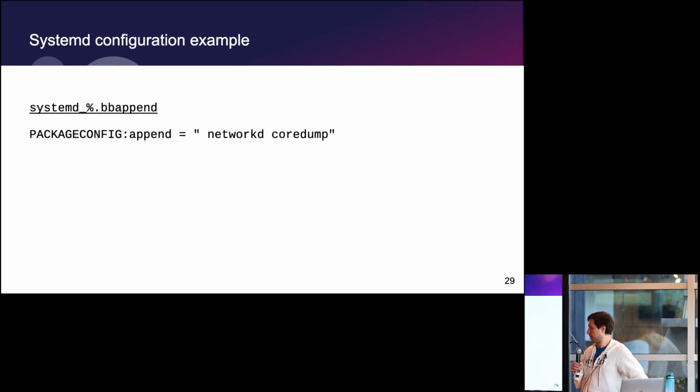You either append or remove a PACKAGECONFIG, because if you check the systemd recipe, I didn't count, but it has like 30, 40 different PACKAGECONFIG flags, maybe more. So I think that would be the only way to do it. So no other way than creating a bbappend. But that's not something you do daily, so you do that once or twice when you tweak the system. Right. Okay.